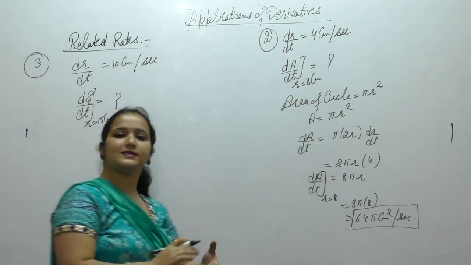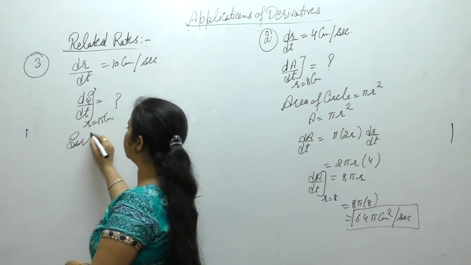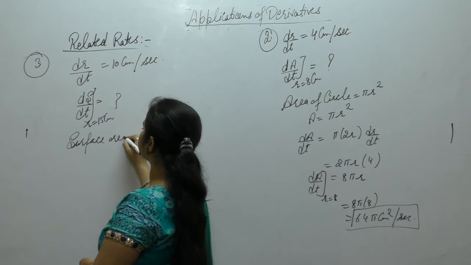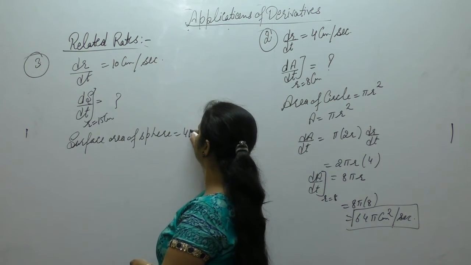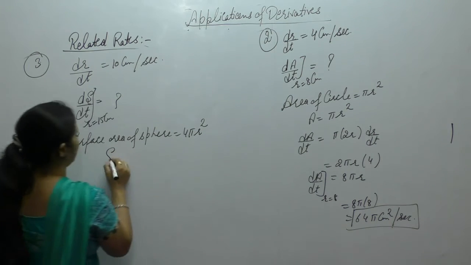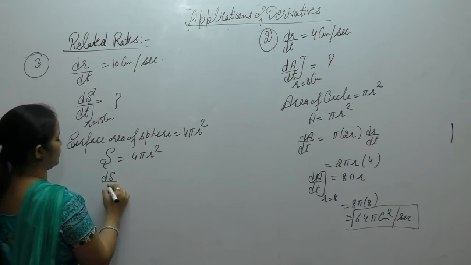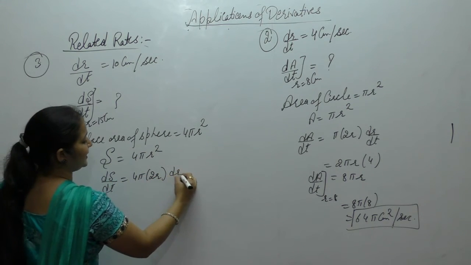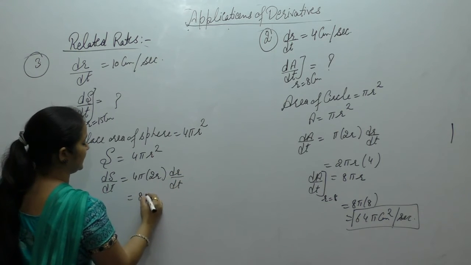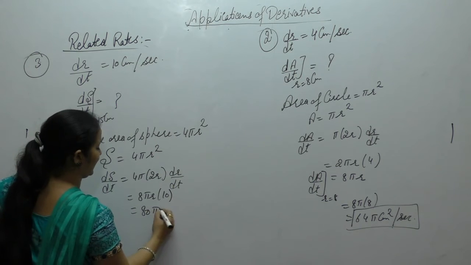Now, the balloon is in spherical form. The surface area of a sphere is 4 pi r square. Let it be denoted by S. Now, differentiate with respect to time: dS by dt is 4 pi 2r dr by dt, which is 8 pi r dr by dt. dr by dt is 10, so 80 pi r.